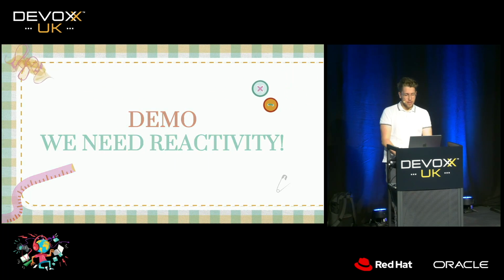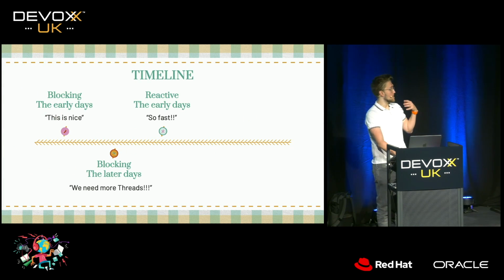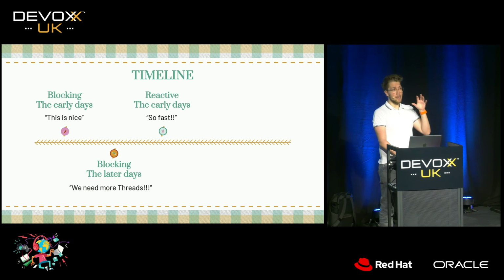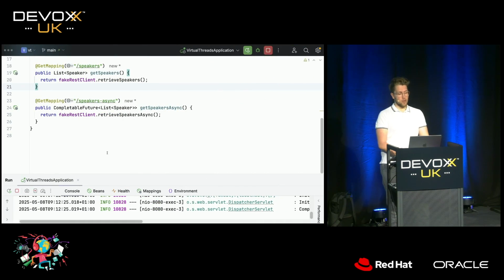Now, we were in the early days of reactive. We were seeing, well, this is much faster, this is much better than blocking, right? But besides speed, we also need simplicity, and we need to be able to read our code, right? So let's see what happens when we make this just a little bit more complex.